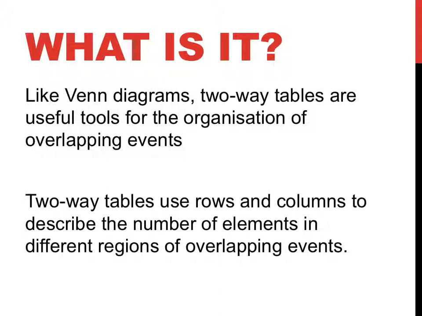So I know last lesson I was going around trying to demonstrate this idea to you guys a lot, and we had a look at gaming. Now, there's whole lots of different types of games. You don't have to just like one. And when I did a survey, lots of people were putting their names down in both categories, okay? So, like the Venn diagrams, the two-way tables use columns and rows to describe the number of events in overlapping regions. So rather than doing circles, they do it in columns and rows.